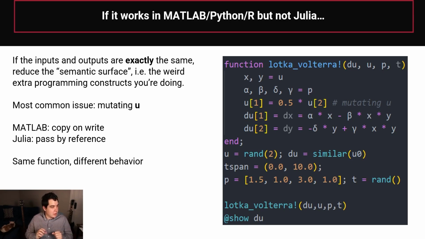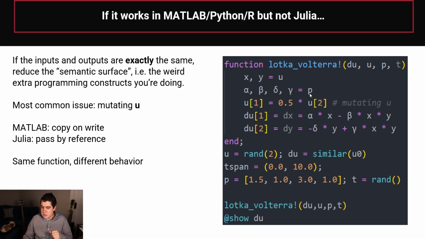I will tell you what the most common issue that I've seen is. The most common one is mutating U. So I've seen MATLAB codes before where as you're solving, they go, I actually want to change the value of U before I calculate the derivative. There's a reason why this actually gives a different value in Julia than it does in MATLAB. The reason is because in MATLAB there's copy on write.